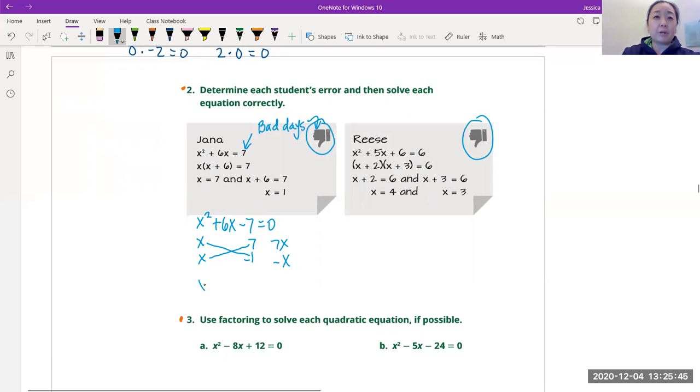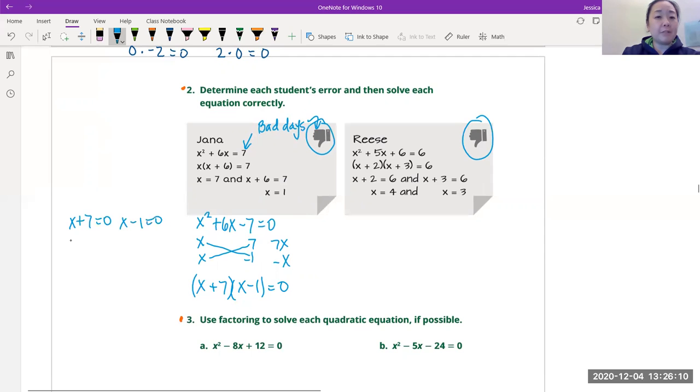So then we're going to go straight across. x plus 7 times x minus 1 is equal to 0. Now we know that x plus 7 has to equal 0 or x minus 1 has to equal 0. Either way, if one of those is equal to 0, we're going to get an answer. I'll just put it over here on the left. So we're going to set them equal to 0.